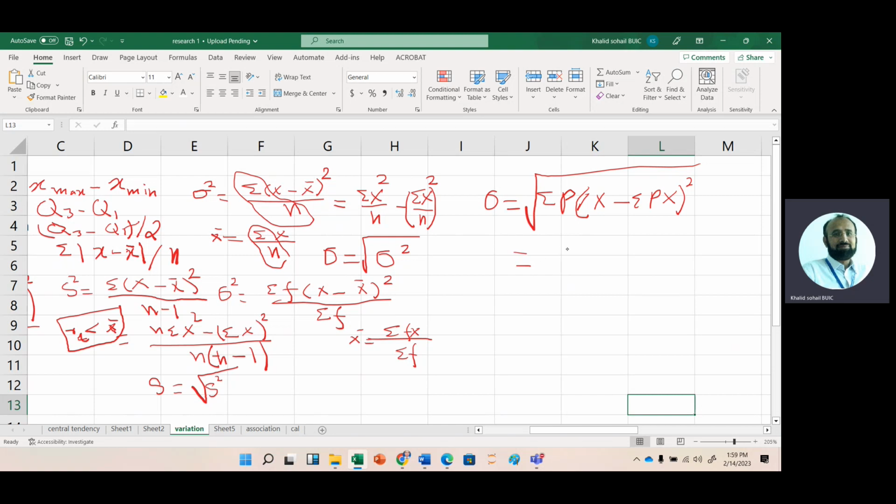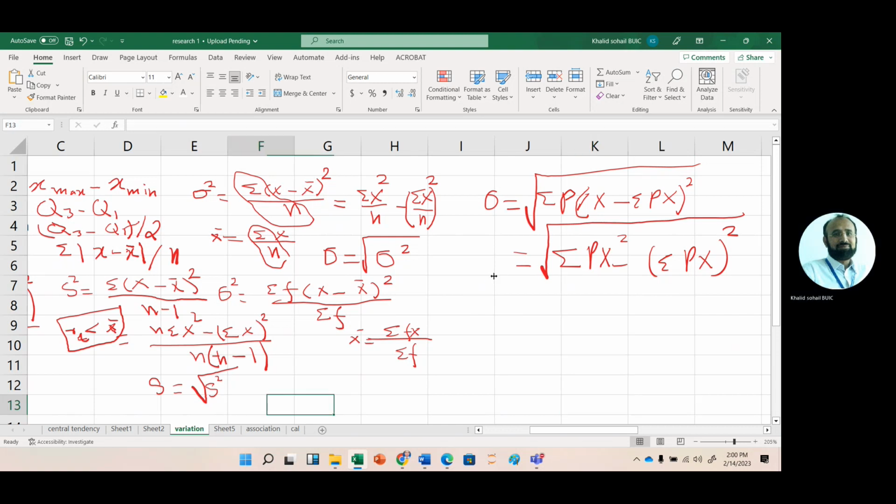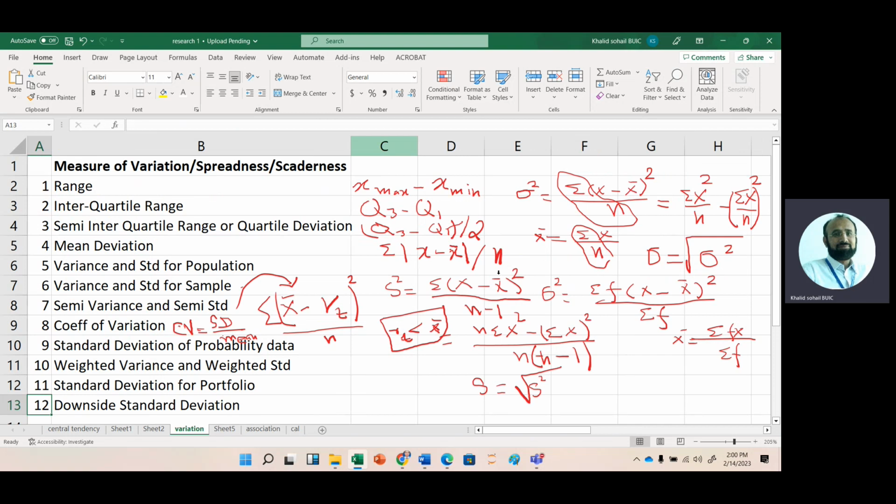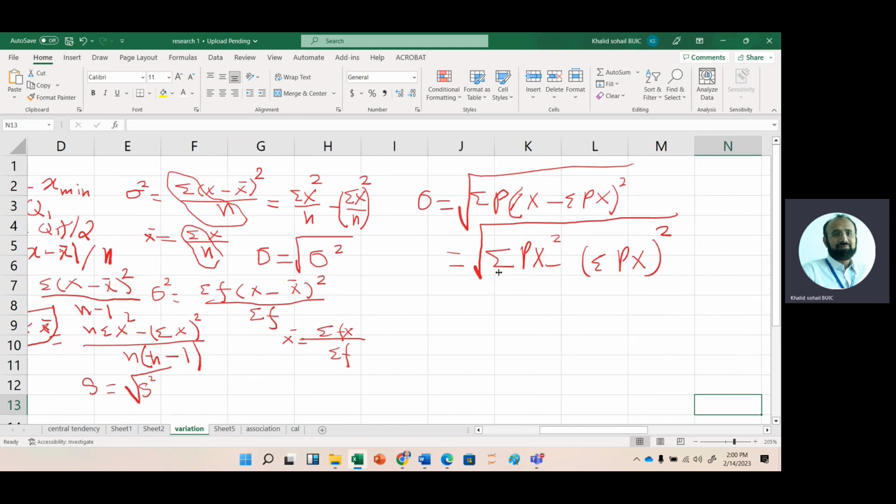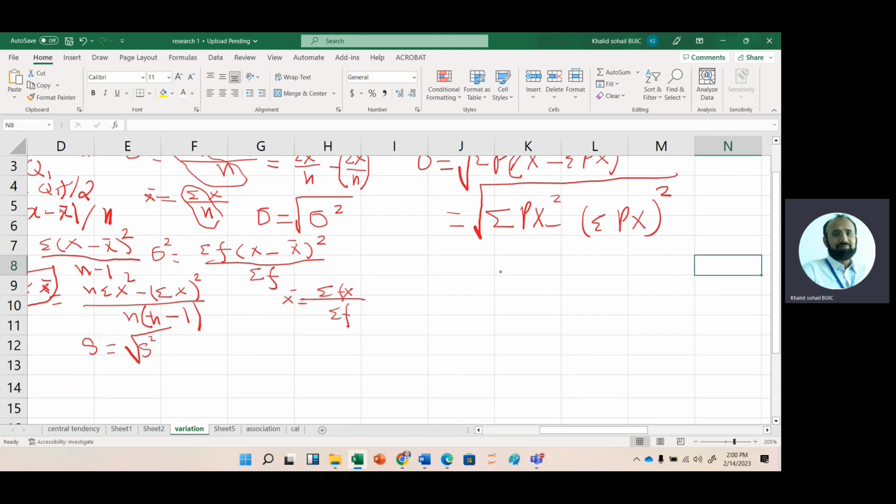And for computational purposes, we use this one: summation px square minus summation px whole square. You will get the same answer, and we will learn how easy the second form is to calculate. Then we have weighted variance or weighted standard deviation. Sometimes we have weighted data, and if we want to calculate weighted variance or weighted standard deviation, then we can use this formula. I will just write it.